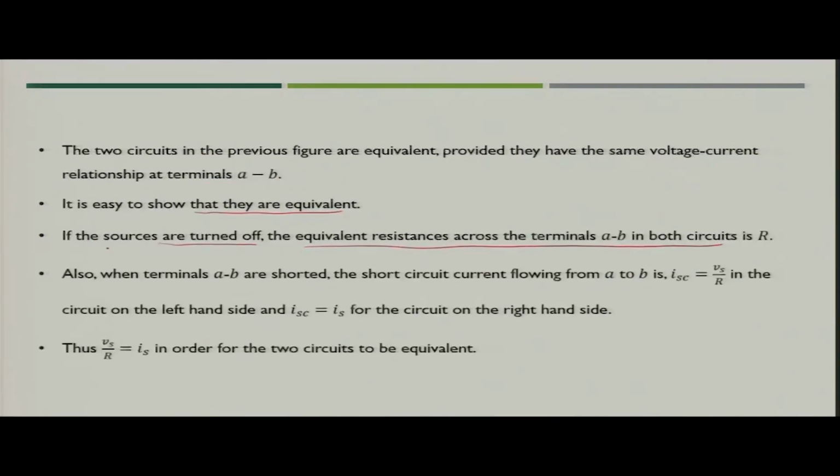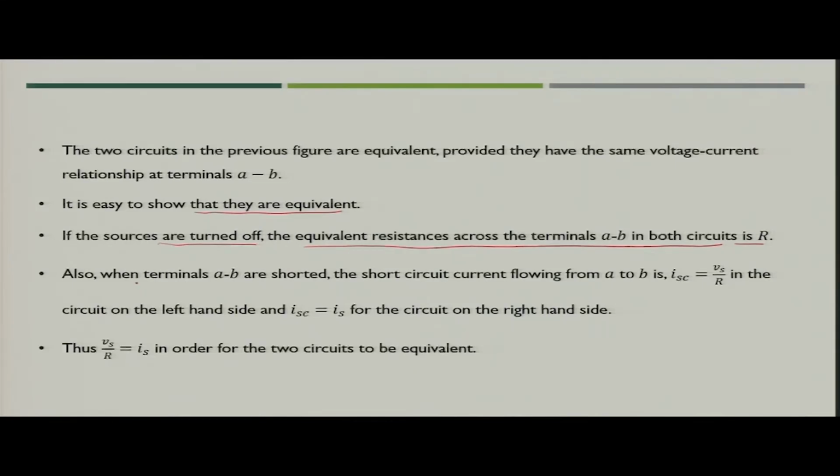So, when we analyze both of the circuits, we will see that the equivalent resistance across the terminals A B will remain the same, that is R, in both of the cases.